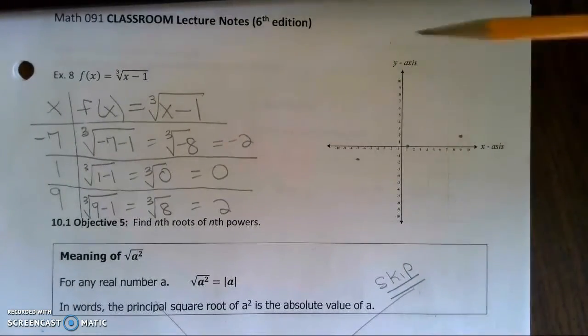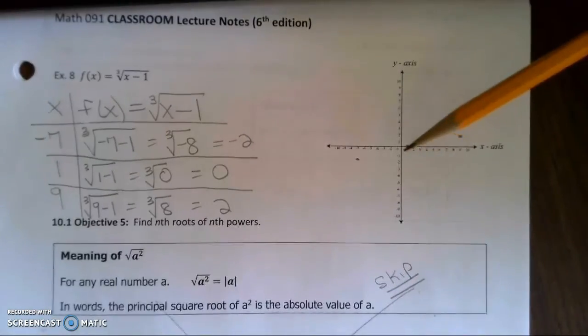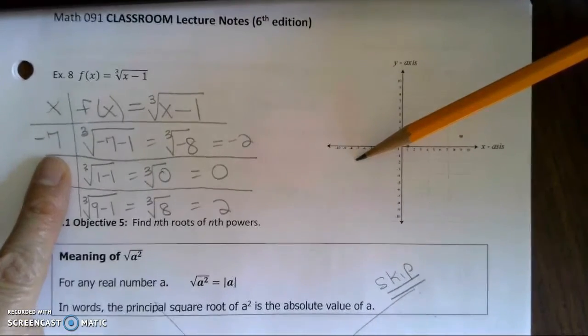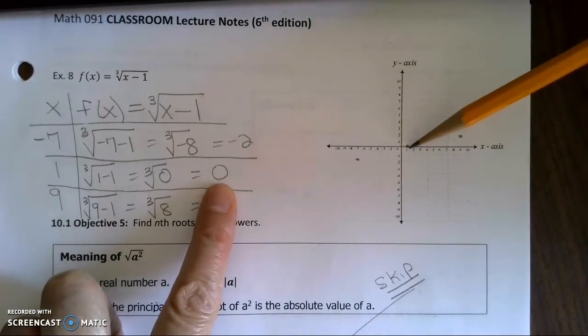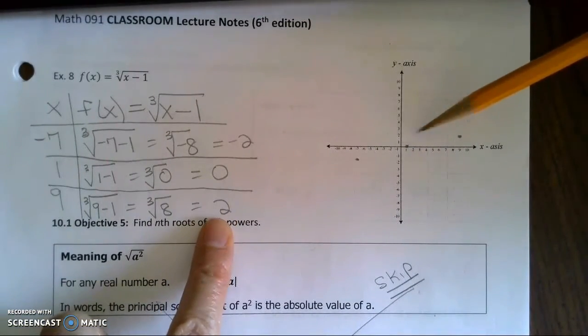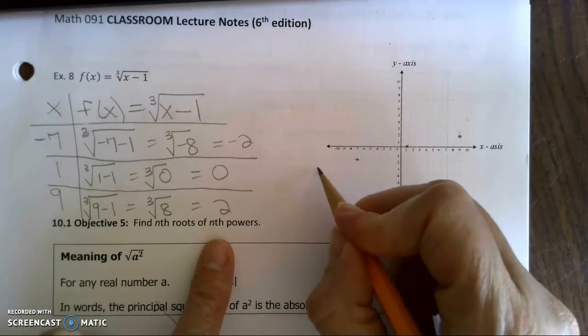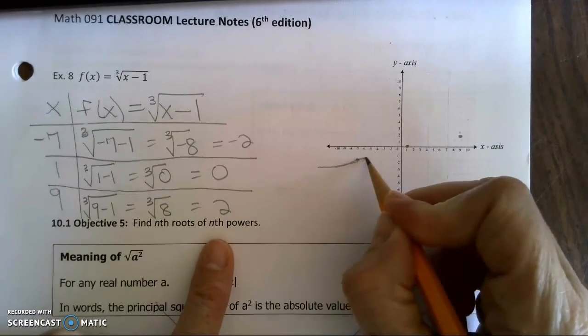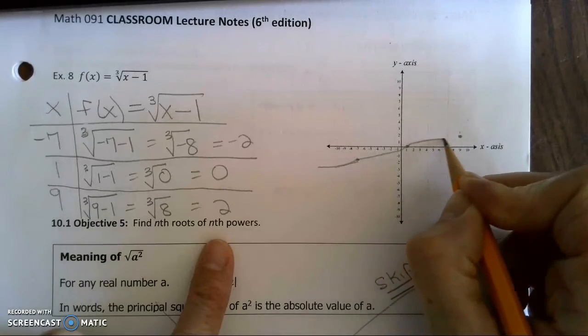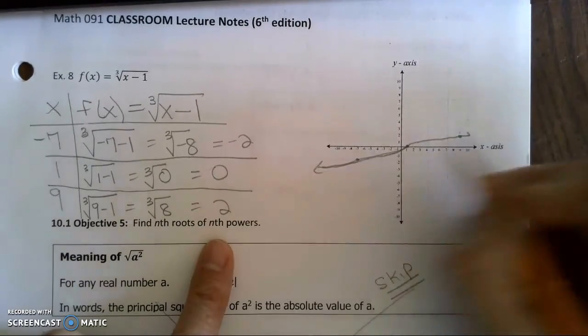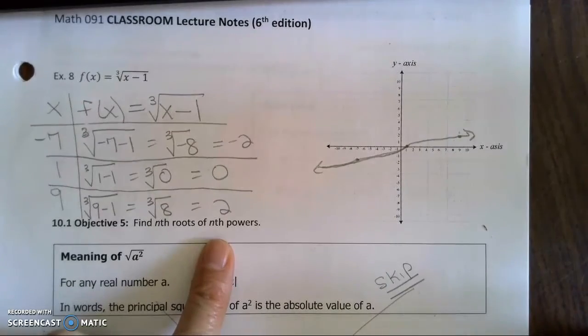You could graph more if you'd like. I went ahead and plotted them here. So (-7, -2) is the first one, (1, 0), and then (9, 2). Okay, so I'm going to graph this. And it should be kind of a smooth curve. Okay, so there's a rough sketch of that graph.